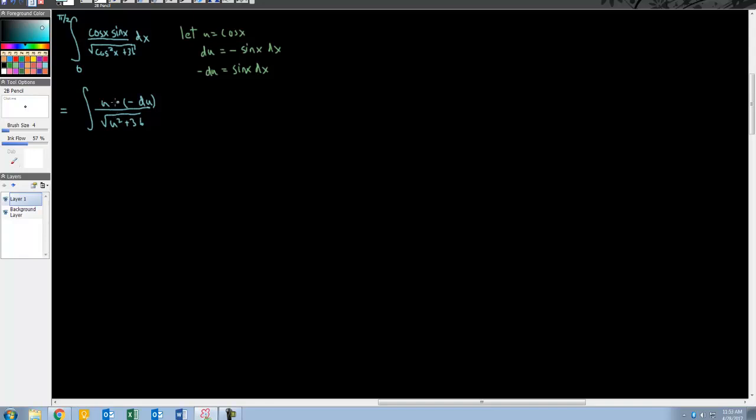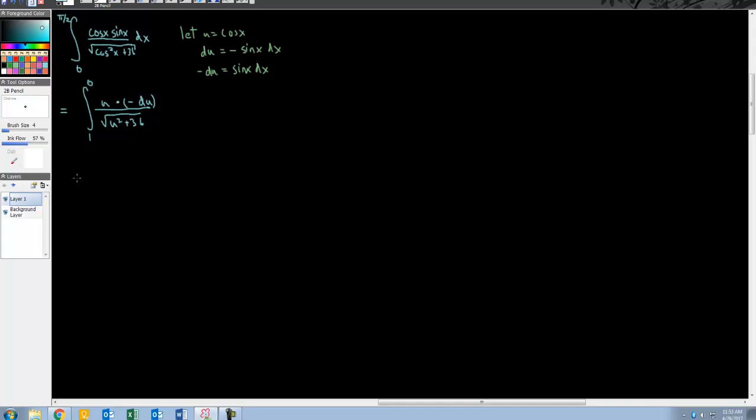Now I need to change my limits of integration. My original limits were going from 0 to pi over 2, so let's plug that into the original substitution. If x is 0, what's u? Cosine of 0 is 1, so my new lower limit is 1. If x is pi over 2, cosine is 0. So we're going from 1 to 0.